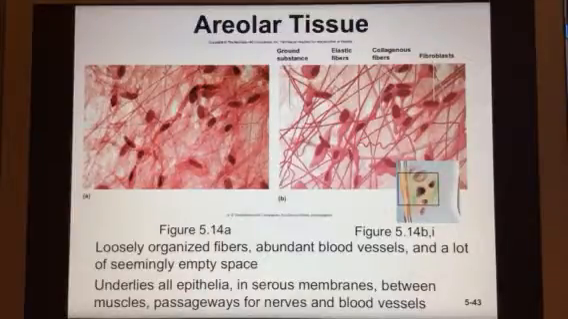So for each of these, you definitely want to make sure that you can identify it just by the picture, and then in your lab you'll also have certain features of each tissue that you should be able to recognize. So in this one I would guess that it would be the fibers and the fibroblasts because those are the most obvious.